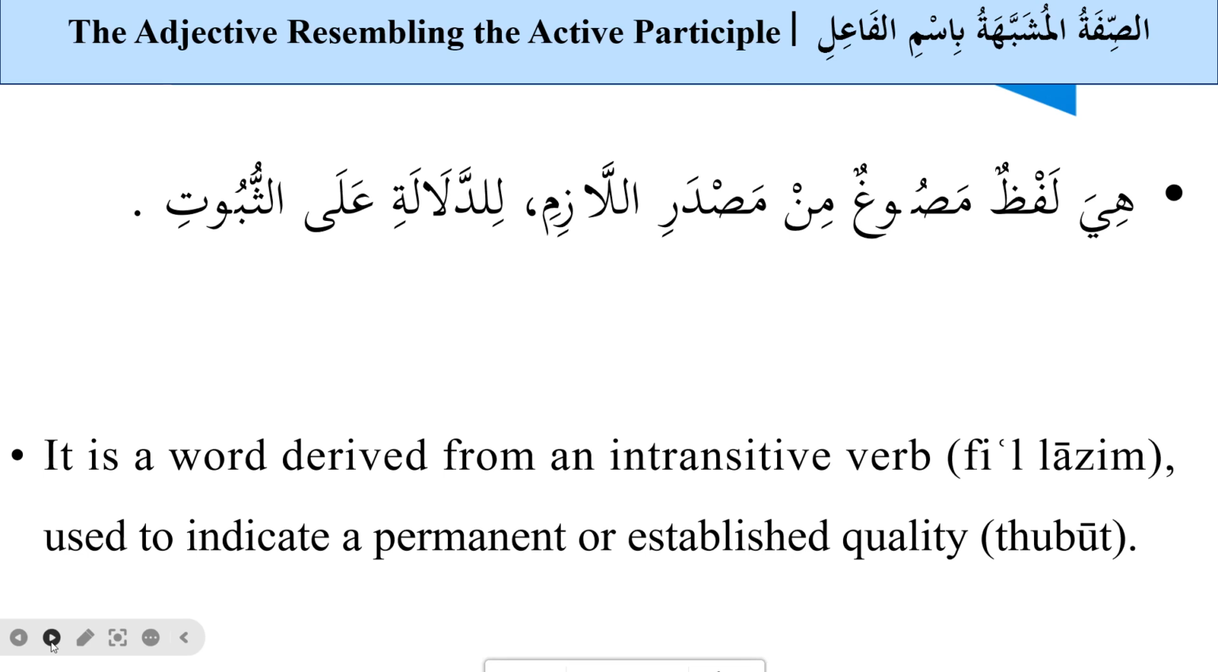It is a word derived from an intransitive verb, that is fi'lul lazim. So it indicates something that is very important, and that is a permanent or established quality. That is, it indicates that this particular thing is permanent with this person or with this thing. That is what a sifatul mushabbaha always indicates. Once sifatul mushabbaha is used, this is what it indicates, that it's a permanent or established quality.